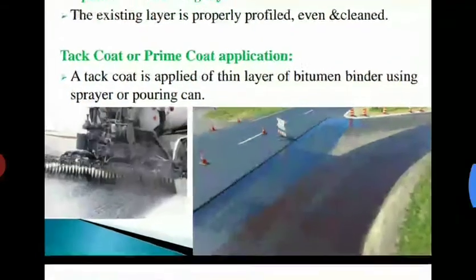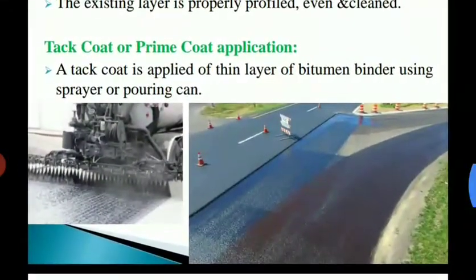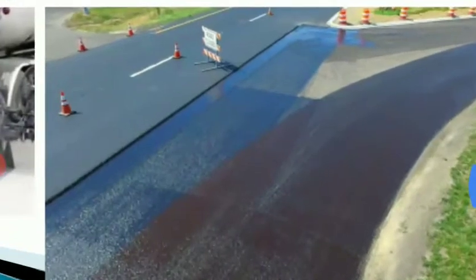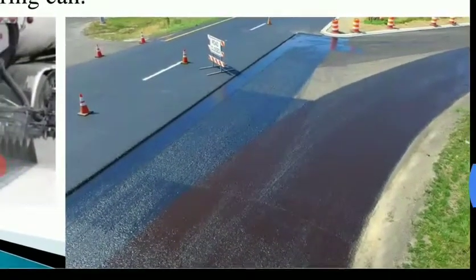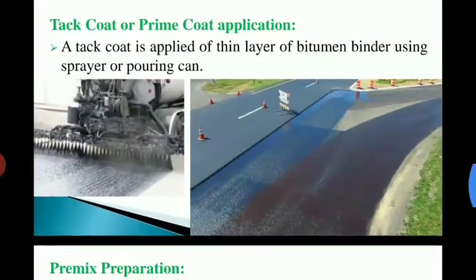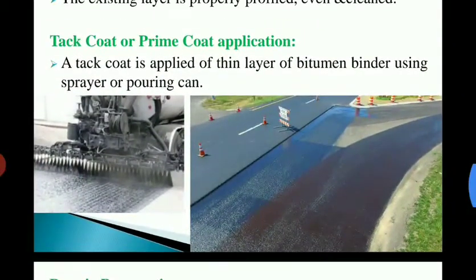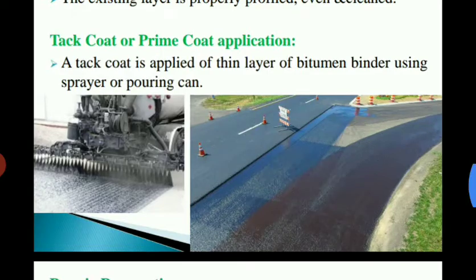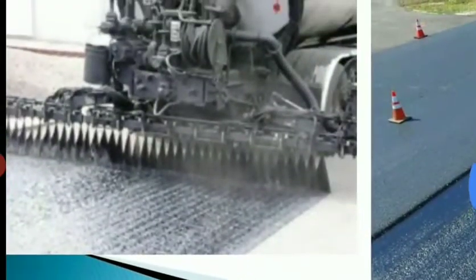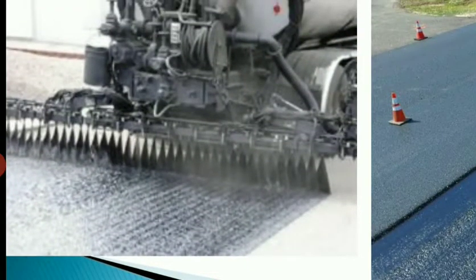So now after cleaning that, the tack coat or prime coat application is done on those layers. Here you can see how exactly they are going to do the tack coat on this already existing layer. Okay, and for this, the tack coat is applied as a thin layer of the bitumen binder using a sprayer, or else you can even do it by a pouring can. So here you can see the diagram, that is the pouring vehicle of this tack coat.